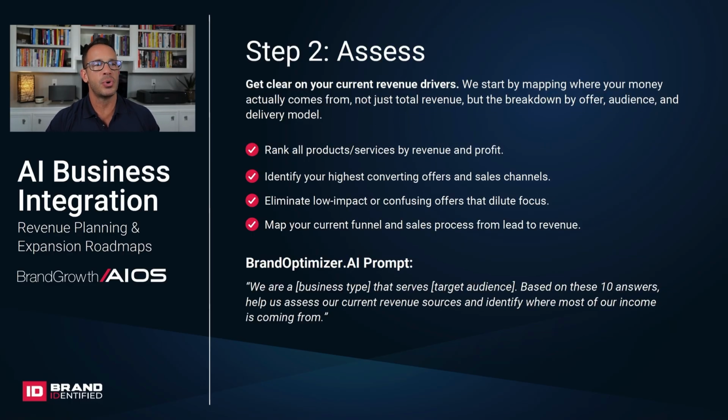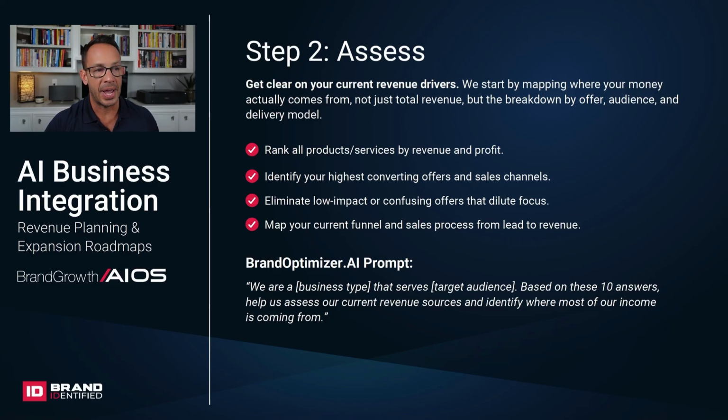Step number 2 in this 6-step framework is to assess. Get clear on your current revenue drivers. We start by mapping where your money actually comes from, not just your total revenue, but the breakdown by offer, audience, and delivery model. So rank all of your products or services by revenue and profit. Identify your highest converting offers and your sales channels.